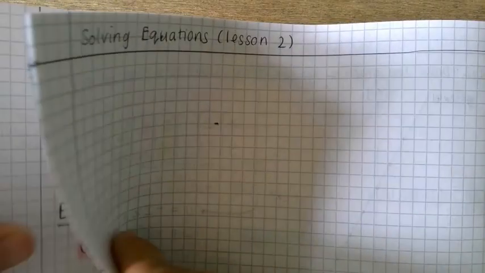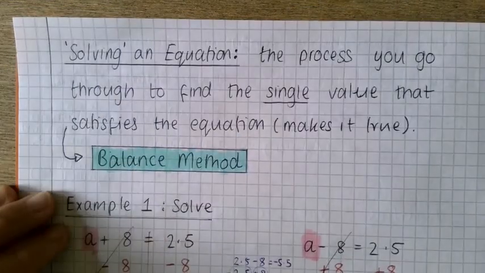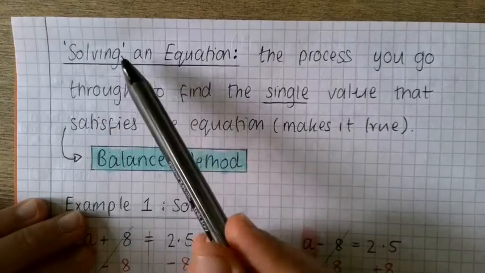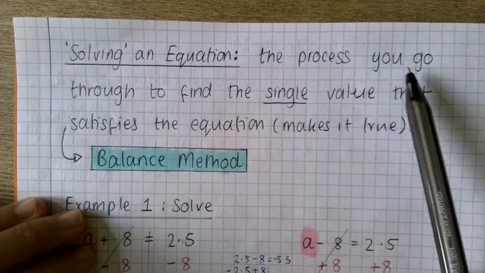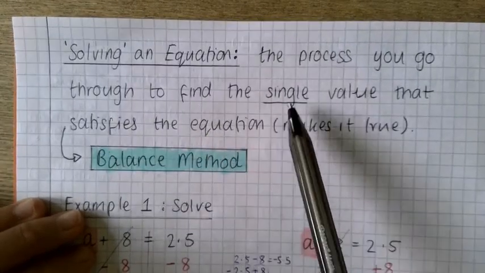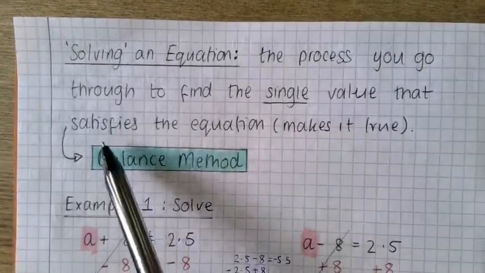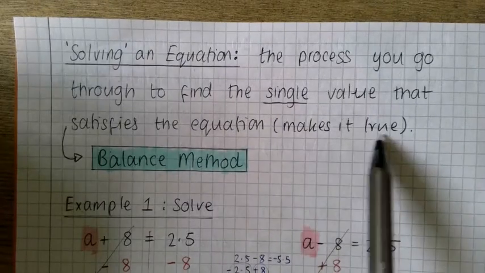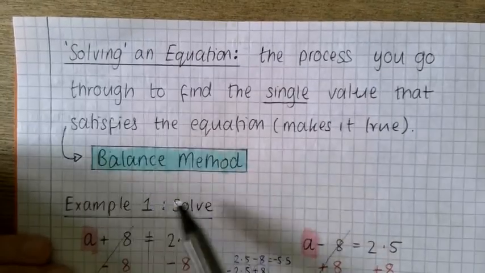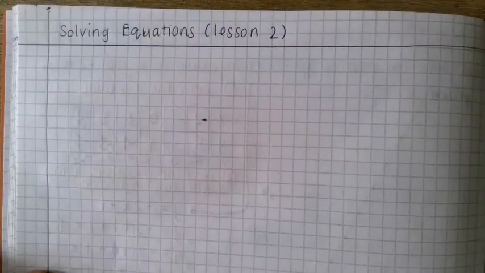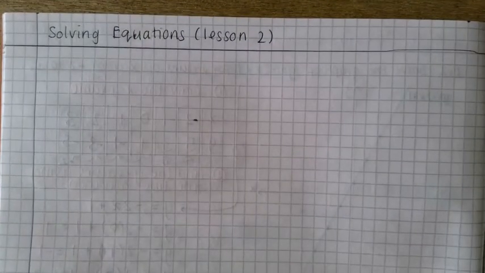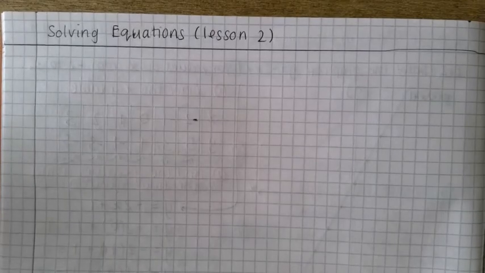I'm just going to flick back to our notes from last lesson. Last lesson we wrote down that solving an equation is the process you go through to find the single value that satisfies the equation, or that makes it true. And we learnt about the balance method. So solving an equation is finding the single number that your unknown is equal to.